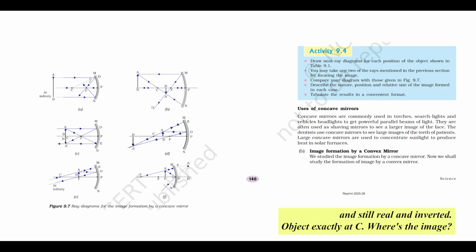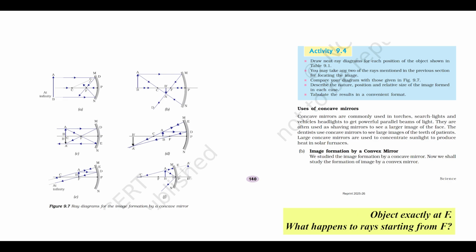Object exactly at C. Where's the image? If R equals 2F, maybe it's at C too. Precisely. The image is formed exactly at C. It's the same size as the object and still real and inverted. This is a key symmetrical point. Object between C and F. The image now forms beyond C. It becomes enlarged and remains real and inverted.